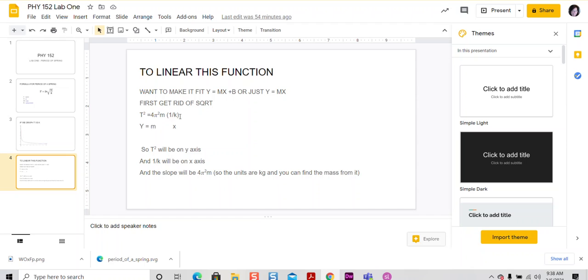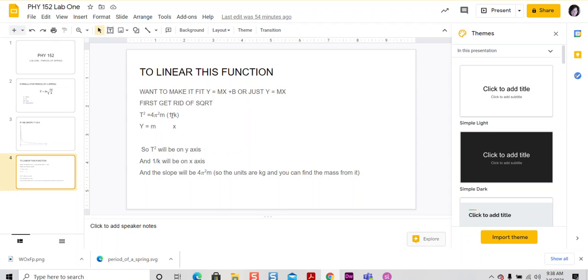So let me pull out that 1 over k and pull it to the side. Because k is one of those things, I'm picking springs of different spring constants. So that's one of my variables. And I'm measuring the period, and that's one of my other variables. So in this new formula, the two variables are T squared and 1 over k, instead of just T and k.